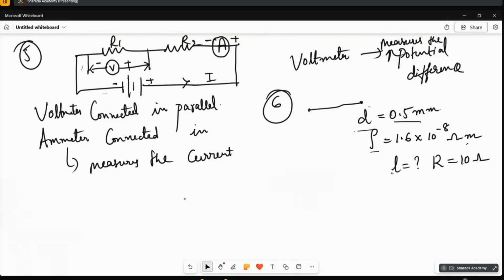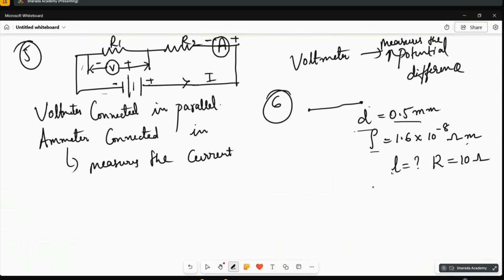Understood. Again, I repeat, see, one copper wire is there. They will give the diameter and rho. Now, you should find the resistance of that, where it should become 10 ohms. Somewhere you will twist it or do something so that the resistance will be 10 ohms. So, how much length do I have to use?